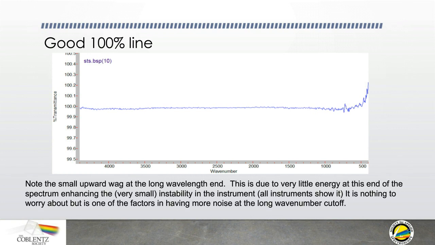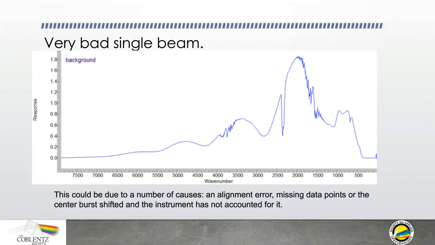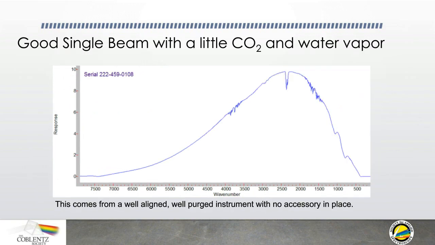All that I was pointing out here is that you can get this kind of feature where you're ratioing the low end of the single beam, where you have very little energy, against another one where you have very little energy. And that's going to give you that type of feature. And if we look at the single beam that I've just put up, you can see that in the region that I was talking about, we have very little energy in comparison to the top of the response curve.